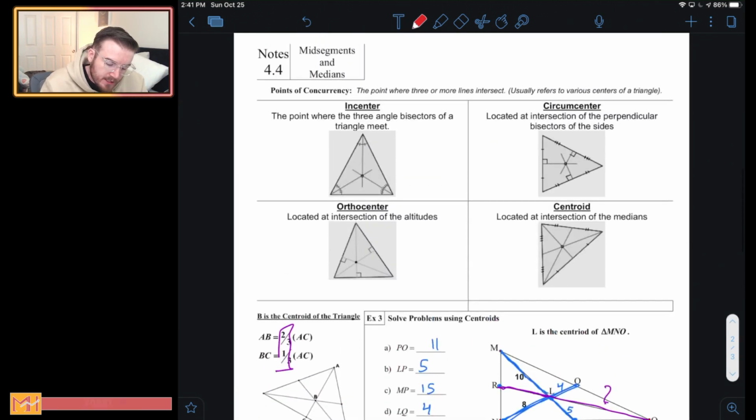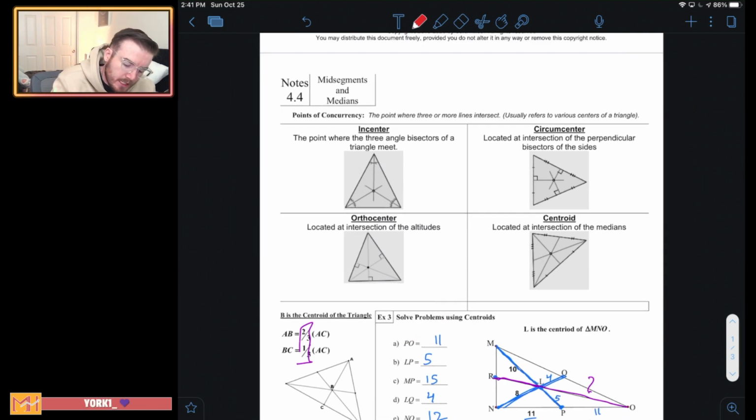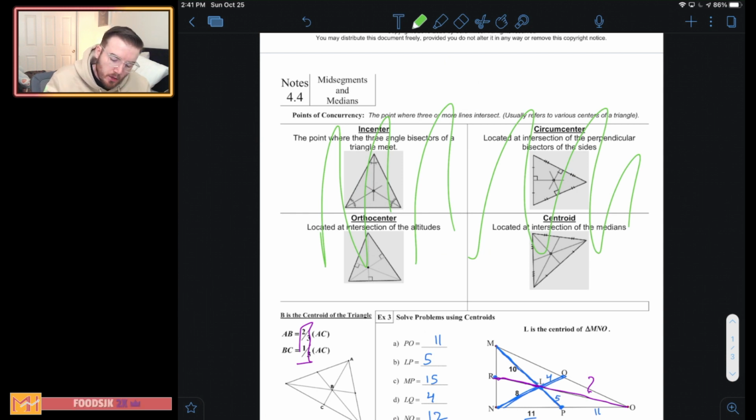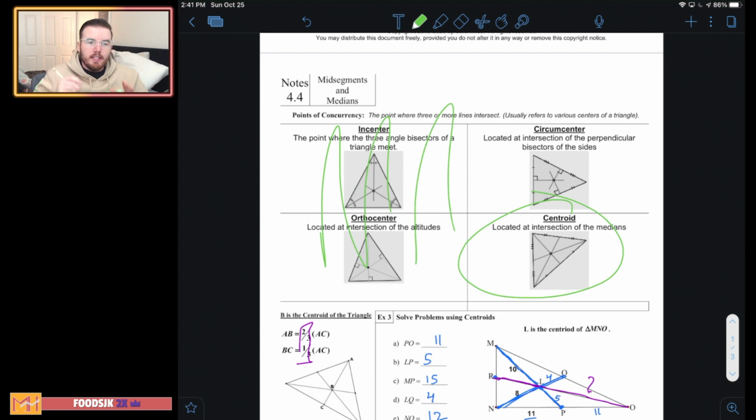All right, and with that, that's the notes. Don't at all worry about these words. They really don't matter. The only word that mattered, I guess I should say, is centroid. Centroid is where the medians intersect one another.